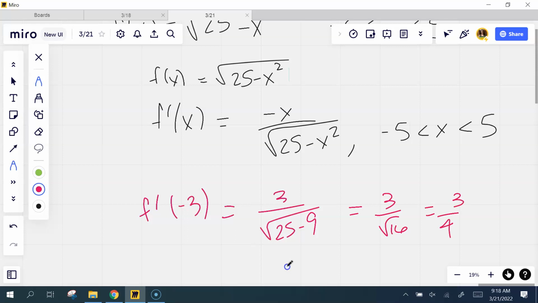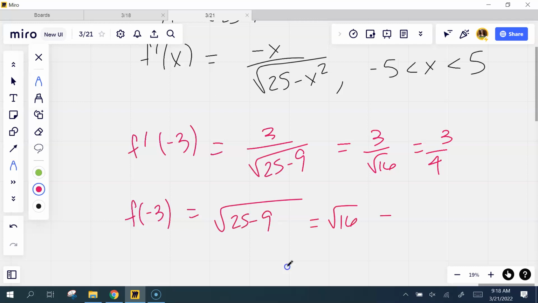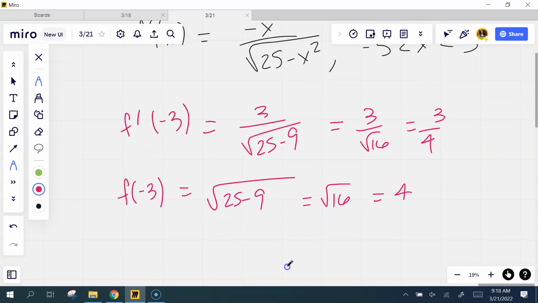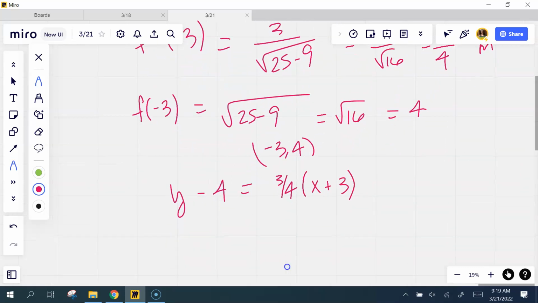Right? I still need a point. I know we've done these till we were blue in the face. If I find f of negative 3, because I do need a point itself, and remember this is non-calculator, so I'll just run through it real quick. Square root of 16, which is 4. So you have the point, negative 3, 4. You have the slope, 3/4. So y minus 4 equals 3/4 times x plus 3. And for whatever reason they like it solved for y, so just move that 4 over there. You don't have to do anything else with it.